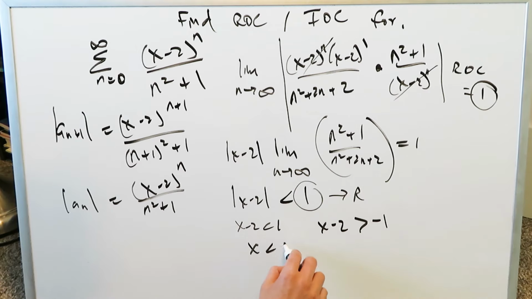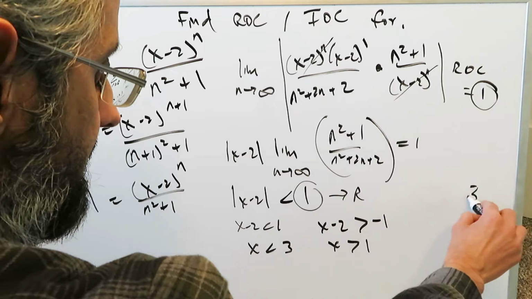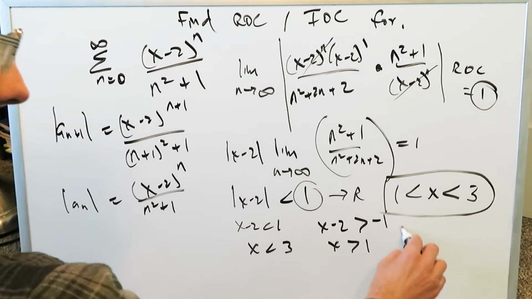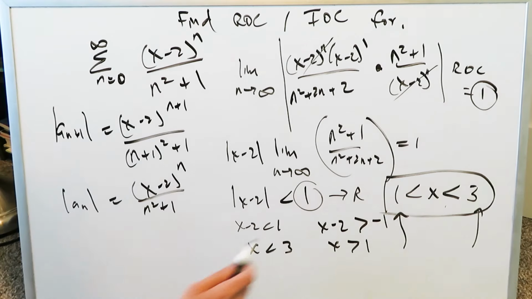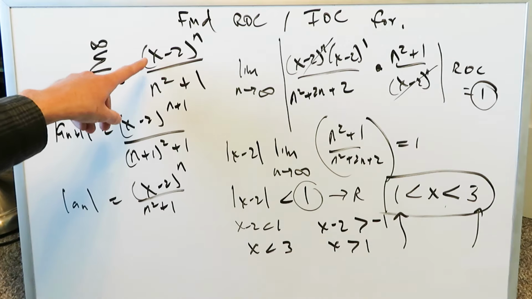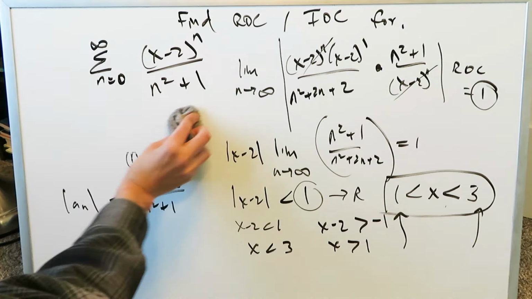X here is less than 3. X here is greater than 1. I'm seeing an informal interval develop to be this. This is informal because I have to evaluate these endpoints to fine-tune that interval. I'll fine-tune it for you right here by the placement of 1 and 3 into the x right here for the series. It's not too hard.